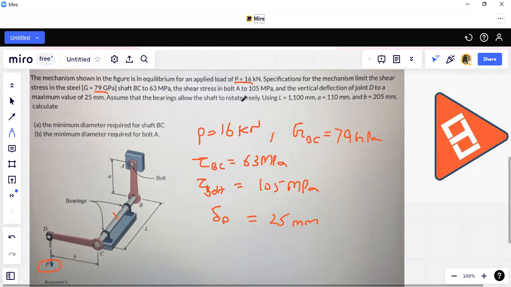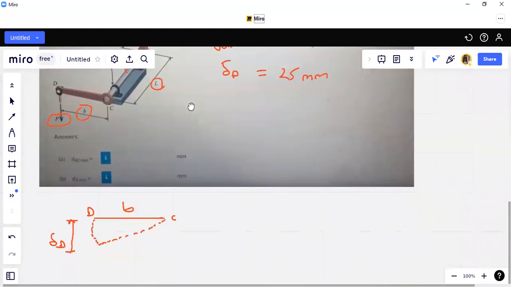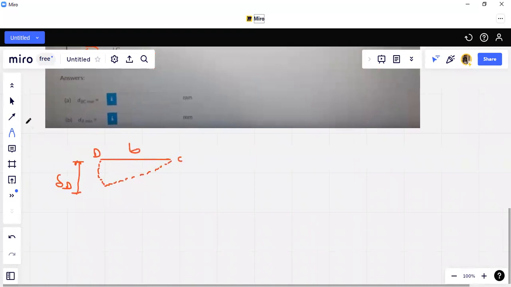We have some data also here, that is the value of L, the length. A value and B value are also given. So now we have all the data. Now let's move forward with the question. As we draw the displacement diagram, this is the displacement diagram of shaft BC. Not BC, it is actually DC.